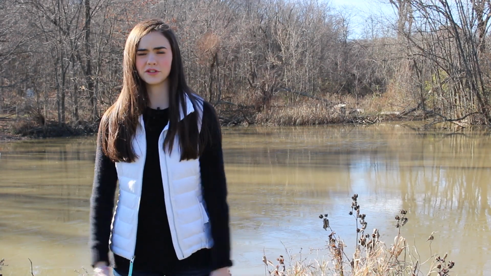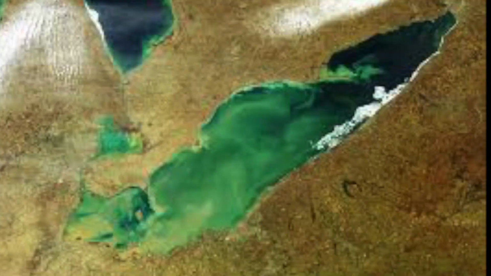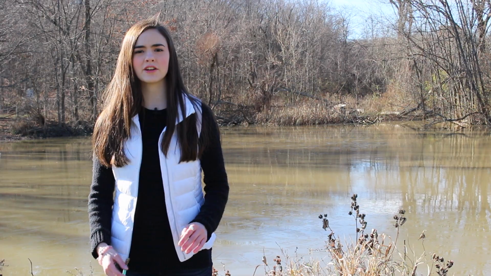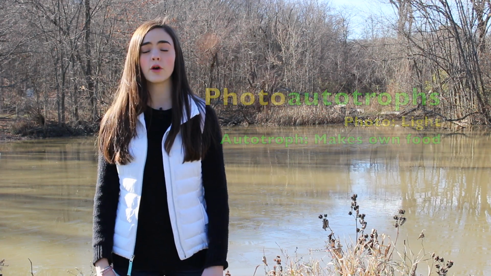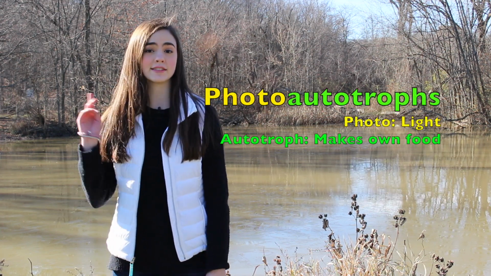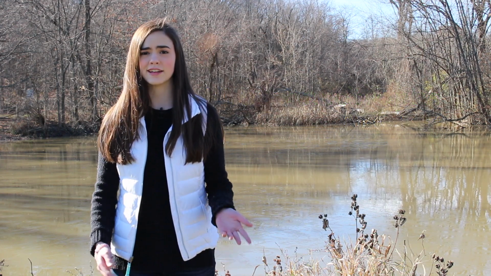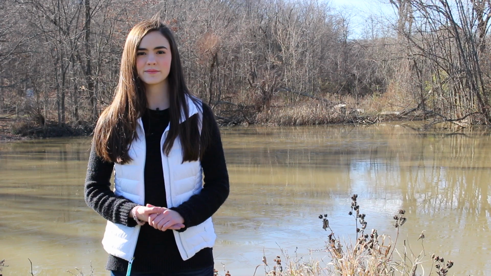Well, what's wrong with this nutrient pollution? Besides the fact that the algae covers the whole lake and it just looks gross and nobody's going to want to swim in that, the algae is stealing the thunder, or more like the sunlight, away from the aquatic plants below. And that's a problem, because aquatic plants are photoautotrophs, meaning that they use the sunlight to make their own food. So, no sunlight equals no food, which equals death for these aquatic plants.